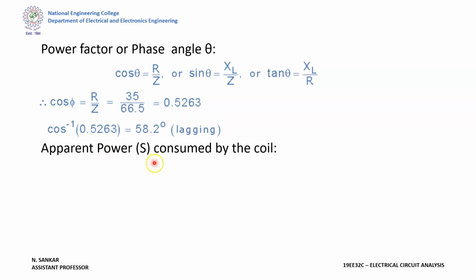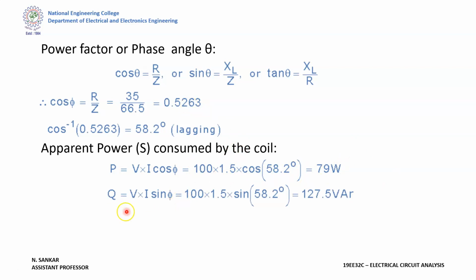So next one, apparent power consumed by the coil. Here we can go for two methods. One, directly calculate S with the formula S is equal to V into I, because we know the value of V and the current I. Or else you can find the real power, that is P is equal to V into I into cos phi. Just now we found the value of cos phi, which is 0.5263. Substitute and find the real power. Similarly, calculate the reactive power, V into I sin phi, which is 100 into 1.5 sin 58 degree, which is equal to 127.5 VAR, that is volt ampere reactive.